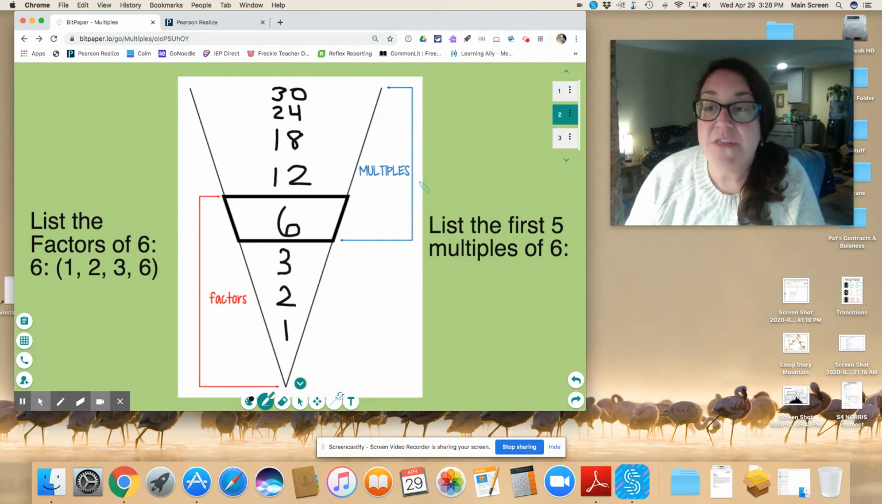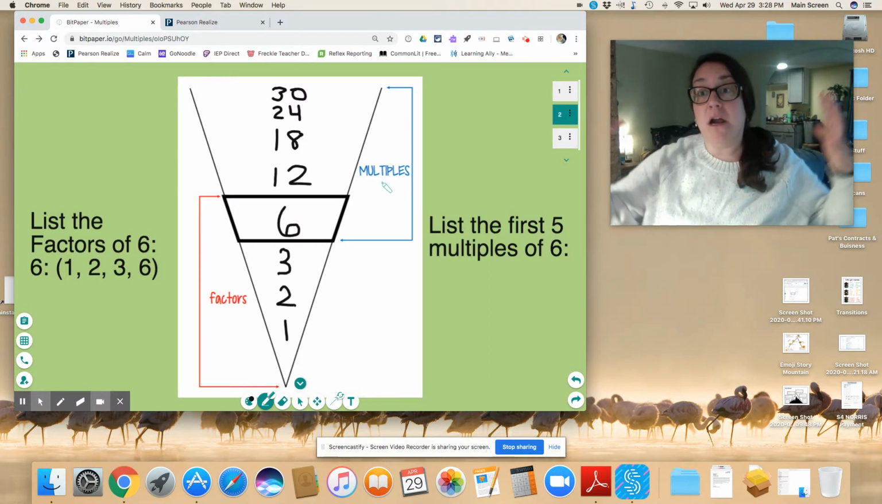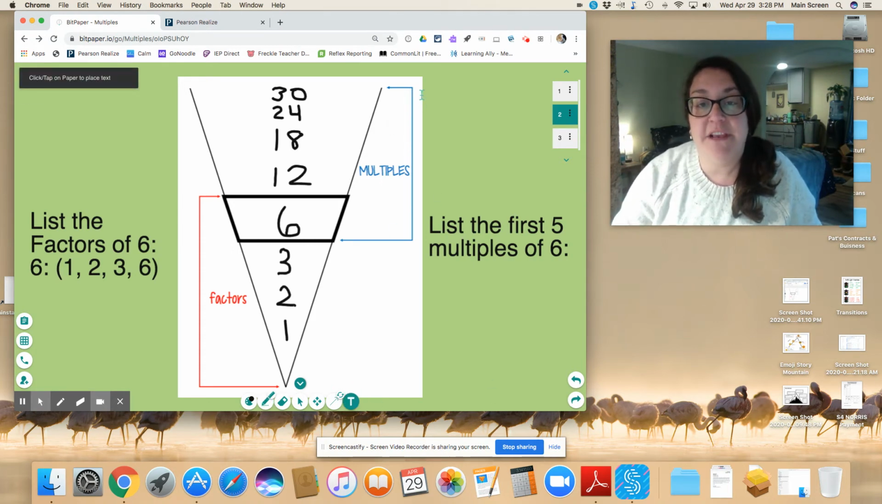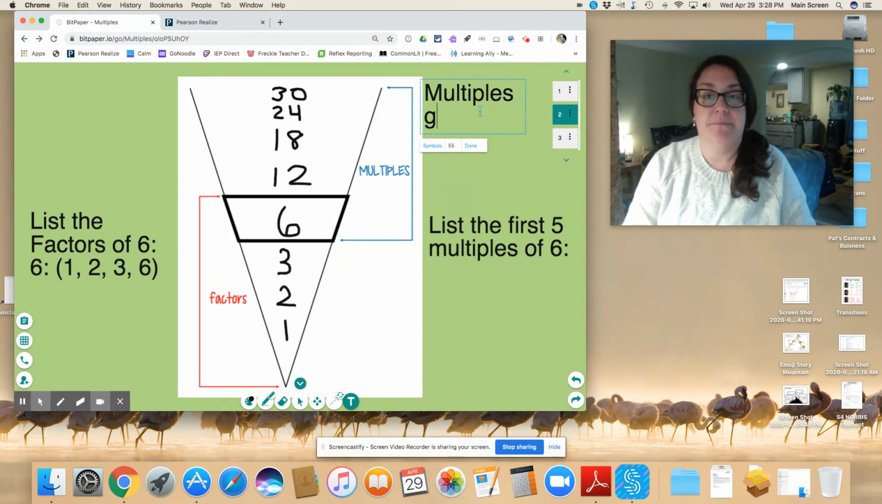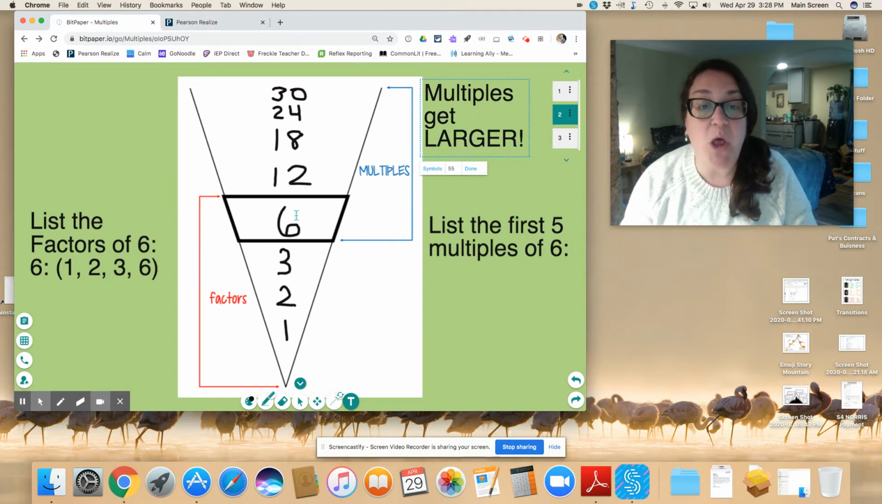So the thing that you want to remember about multiples is they multiply. They get larger, okay? So let me write that over here for you. Multiples get larger. So they start small and they get bigger, okay?